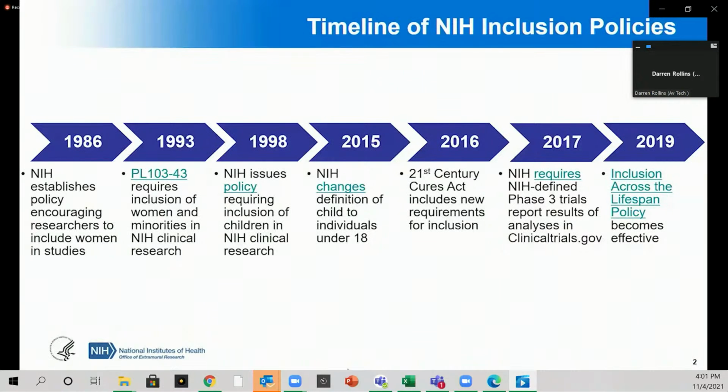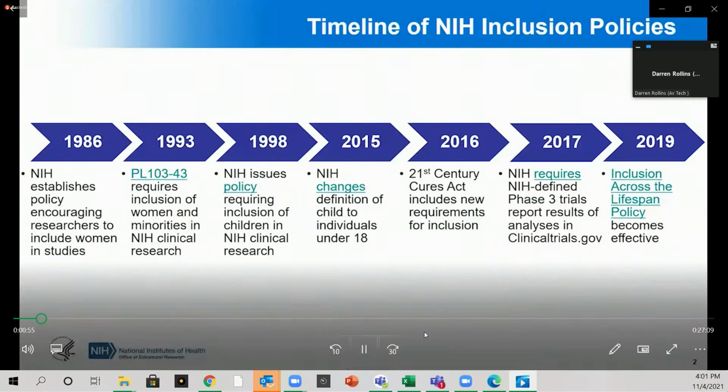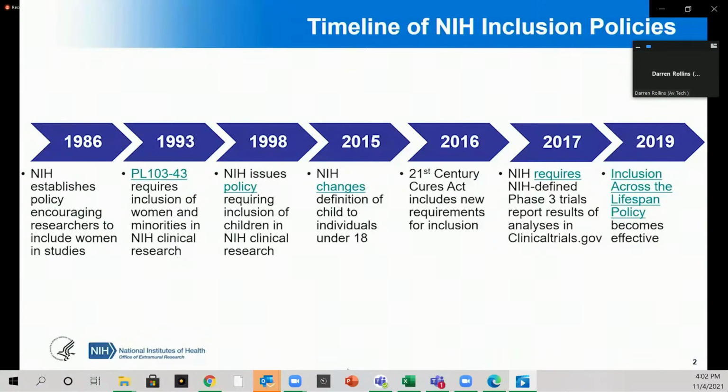Then in 1993, it became public law that NIH include women in NIH clinical research studies and also include members of racial and ethnic minority groups. In 1998, we expanded our inclusion policies by developing the Inclusion of Children policy in NIH clinical research, which required that children be included in all NIH clinical research studies. Later in 2015, we changed the definition of a child. It had previously been individuals under 21, and we changed that to individuals under 18 to better align with the age of consent to research in the states.